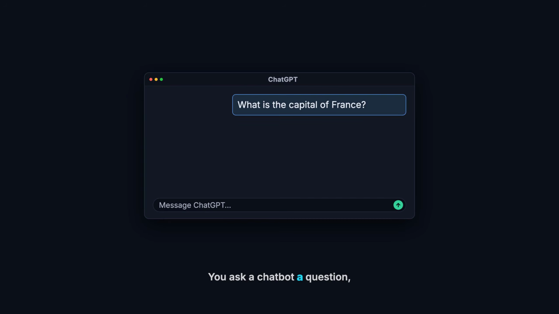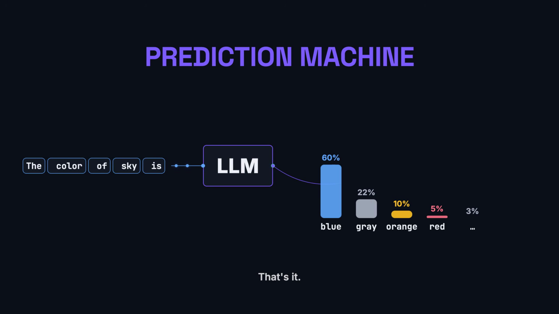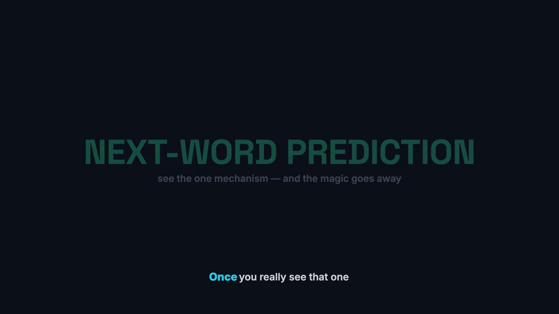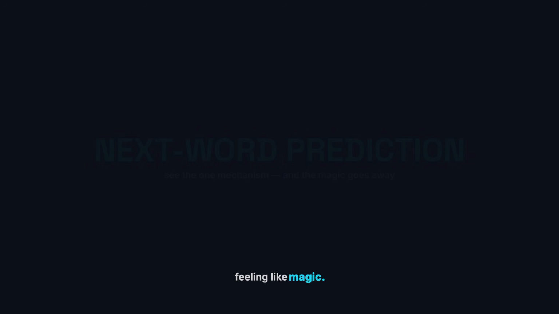You ask a chatbot a question, and it answers like it understands you, like it's thinking it through. It isn't. Under the hood, it's doing one thing, over and over, faster than you can blink. It's guessing the next word. That's it. That's the whole trick. A large language model is a next word prediction machine, and everything else is just detail. Once you really see that one mechanism, the rest of AI stops feeling like magic.